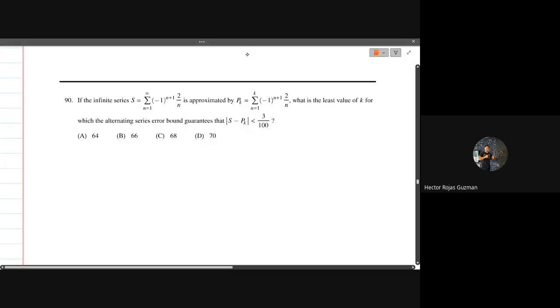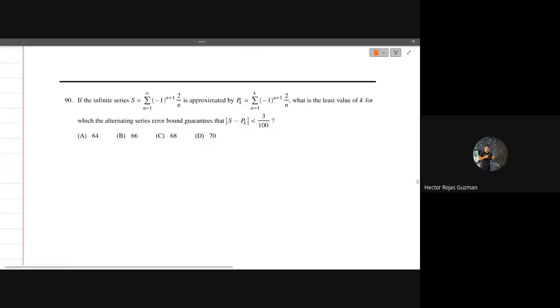The final question. We have an infinite series, and it's approximated by P of k. What is the least value of k for which the alternating series error bound guarantees that S minus P of k is less than 3/100ths? Okay. The alternating series error bound. The formula is S minus S of n is less than or equal to the absolute value of the next term.